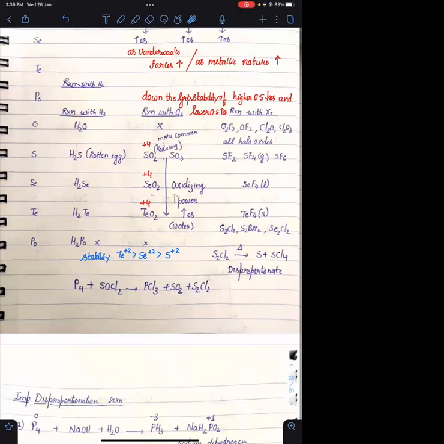Okay, ठीक है. Selenium, it is also able to form compounds with fluorine, up to SeF4, and tellurium is also forming TeF4. S2Cl2 का एक important reaction है disproportionation. Whenever I heat S2Cl2, I form sulfur and SCl4. In S2Cl2, the oxidation state of sulfur is +1. It is converting into 0 as well as +4. +1 converting into 0 and +4, it is disproportionation.